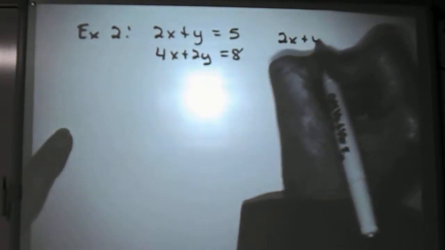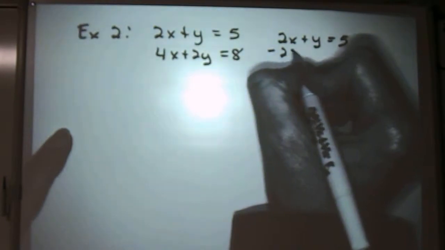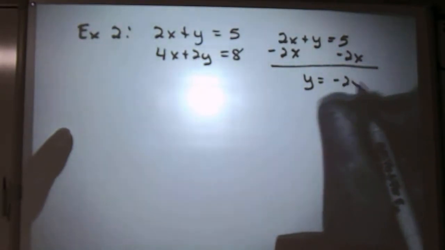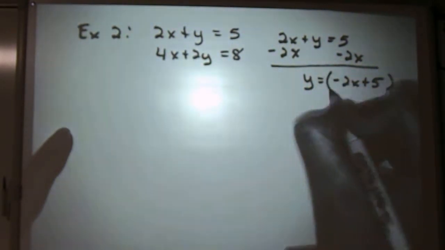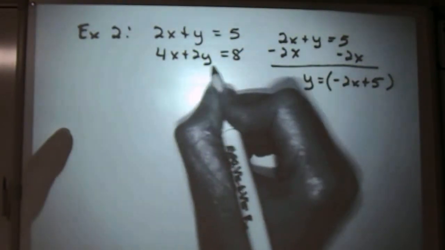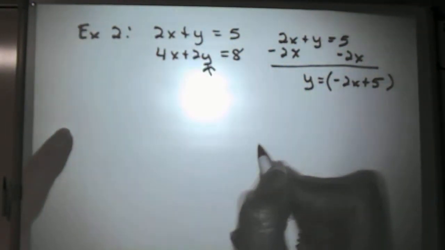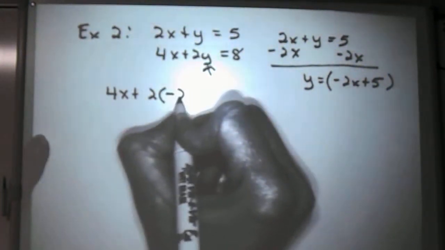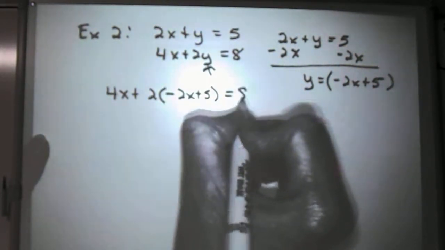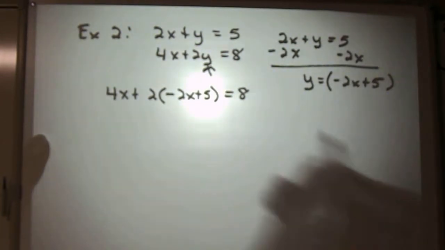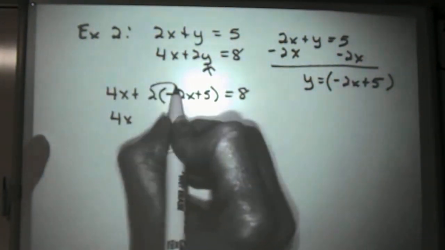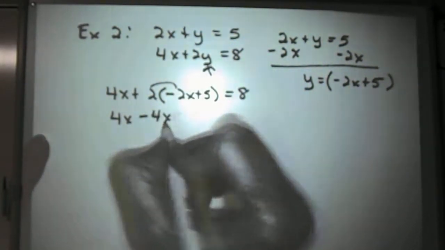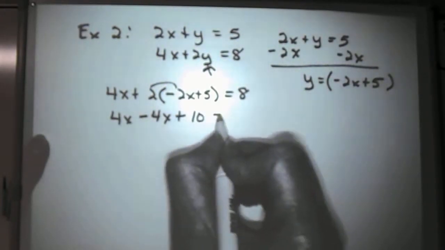So 2x plus y equals 5. Subtract 2x from both sides. Right, so it'll be the negative 2x that we substitute into y. Okay, distribute carefully. A positive times a negative gives us a negative. That would be plus 10.